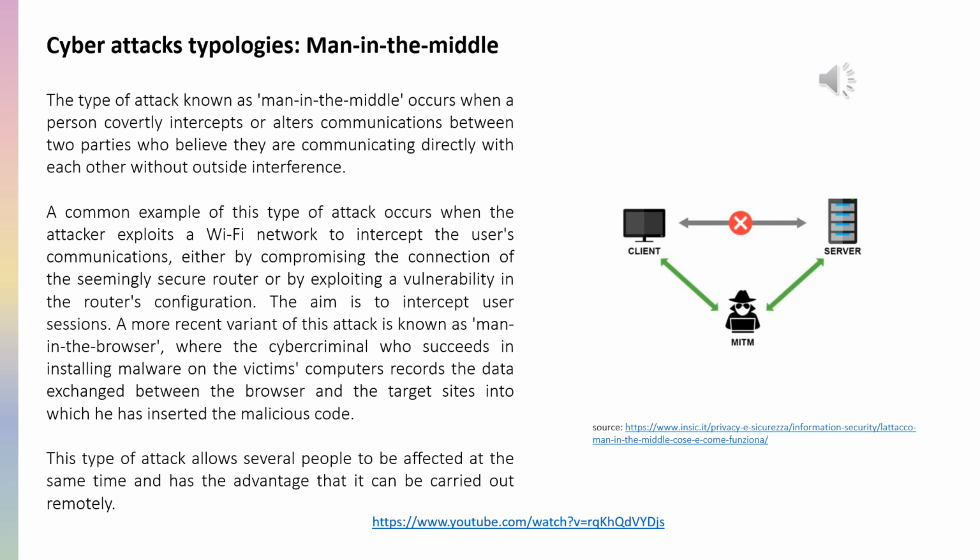A more recent variant of this attack is known as man-in-the-browser, where the cybercriminal, who succeeds in installing malware on the victim's computers, records the data exchanged between the browser and the target sites into which he has inserted the malicious code. This type of attack allows several people to be affected at the same time and has the advantage that it can be carried out remotely.